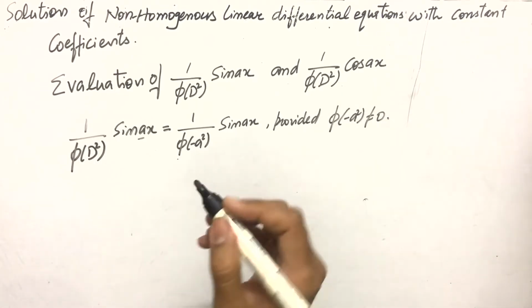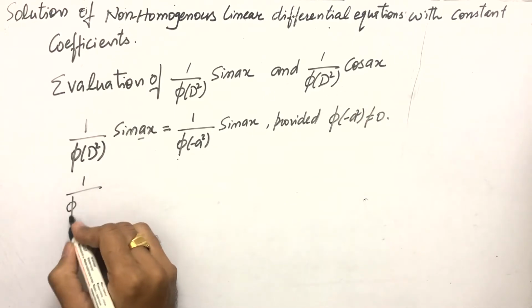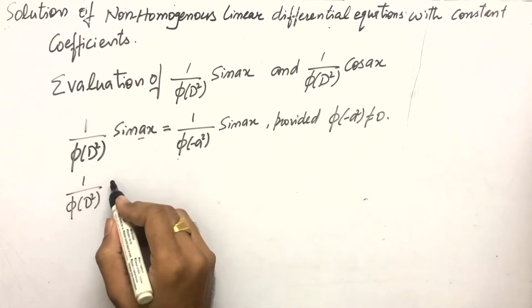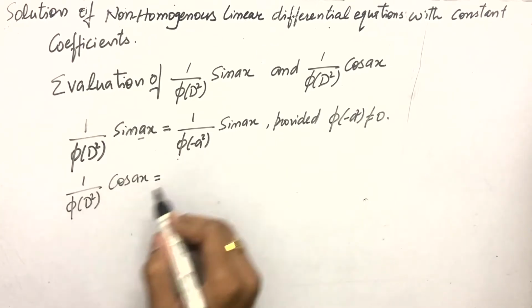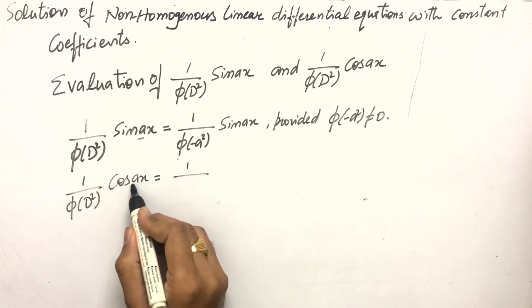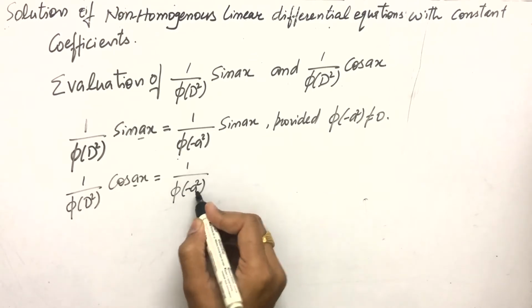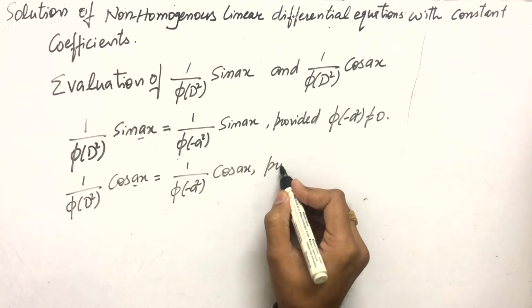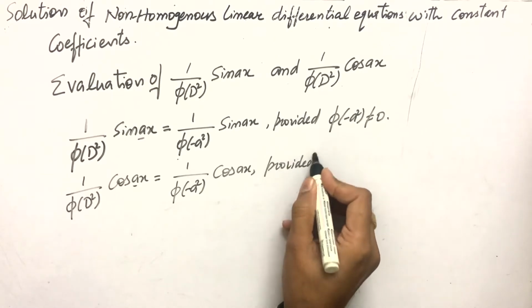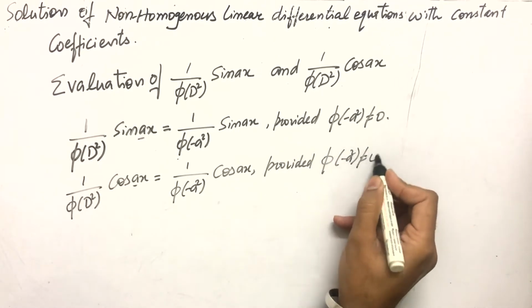And similarly we have for cos ax, 1 upon phi of D square, cos of ax. So again we put D square as minus a square. If it is a, then we put minus a square, cos ax, again provided we have phi of minus a square not equal to zero.